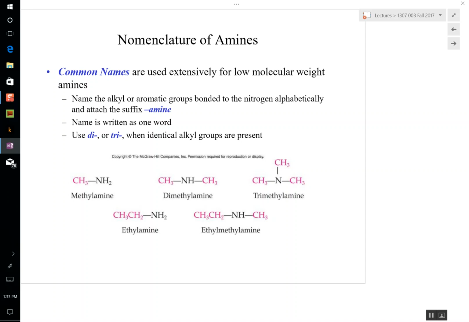All right, trimethylamine. You've got a tertiary amine, and you've got 3 methyl groups on it. Ethylmethylamine: you've got 1 ethyl group, 1 methyl group, and you've got a hydrogen on there. So, that one looks like this. It's got a hydrogen, it's got an ethyl, it's got a methyl.